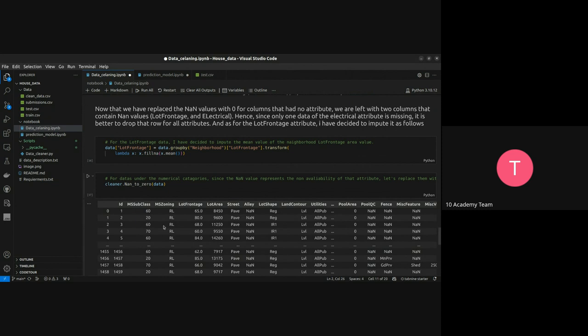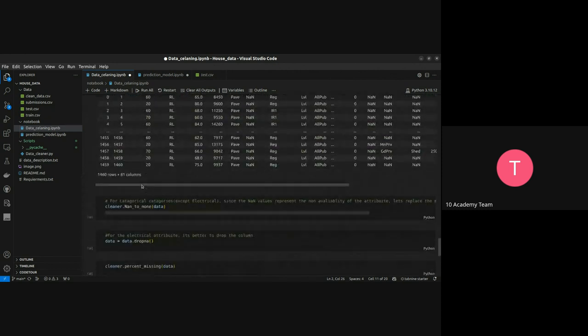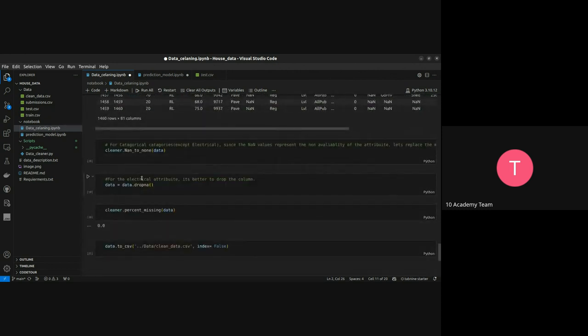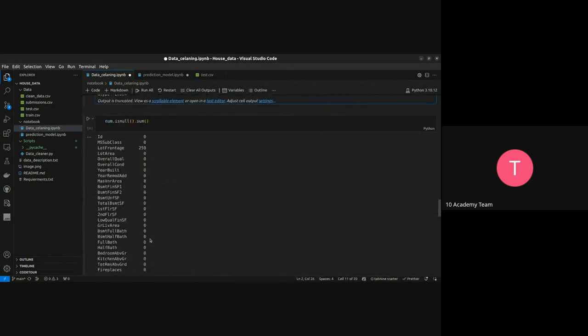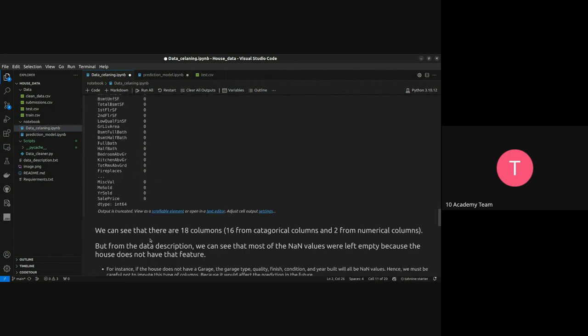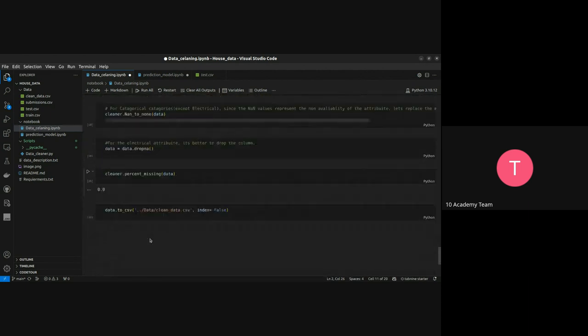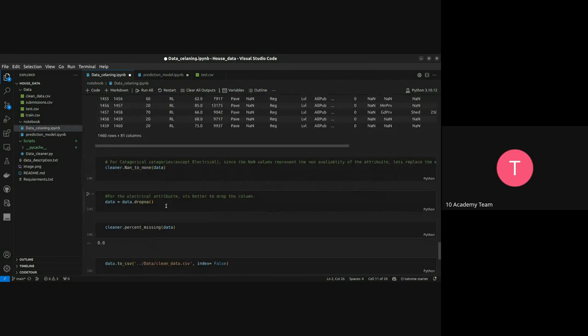So that's how I dealt with the lot frontage non-values. For the others, I just filled them with zero. For the electrical attributes, since it's just a small number, I think around 8, I just dropped them because it's not clear. The next thing I did was check the missing values, and it's zero, so the data is clean.